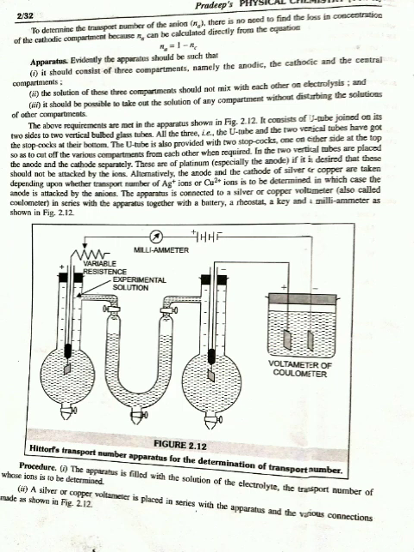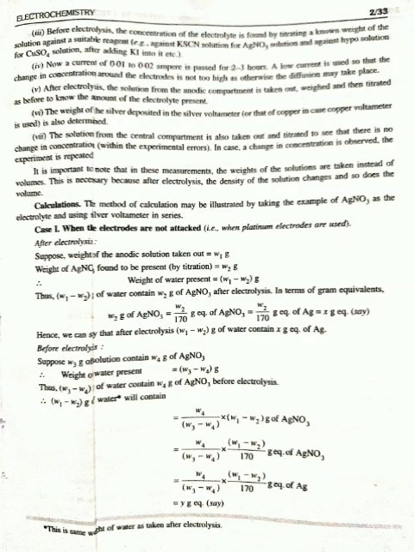Procedure. First, the apparatus is filled with the solution of the electrolyte, the transport number of whose ions is to be determined. Second, a silver or copper voltameter is placed in series with the apparatus and various connections are made as shown in figure 2.12. Third, before electrolysis, the concentration of the electrolyte is found by titrating a known weight of the solution against a suitable reagent, for example against KSCN solution for AgNO3 solution and against hypo solution for CuSO4 solution after adding KI into it, etc.